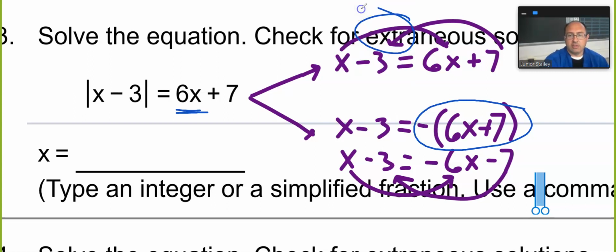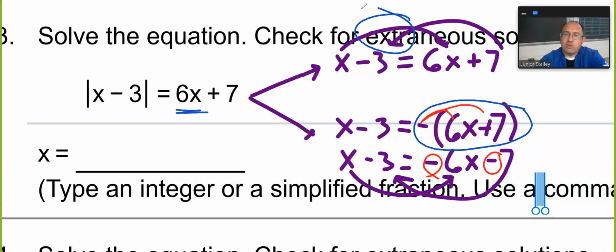That's all I did, was I distributed this -1. Reason I did it that way was because a lot of kids forget. Now, they'll get this minus sign, or they'll change that first one, but they always forget somehow that both of them have to change. And then they get themselves into some serious trouble and get the wrong answer.